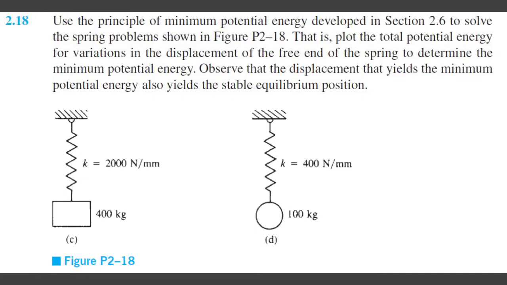So let's use the principle of minimum potential energy developed in section 2.6 for the spring problems. Plot the total potential energy for variations in the displacement of the free end of the spring to determine the minimum potential energy. And we have to observe that the displacement that yields the minimum potential energy also yields the stable equilibrium position. So let's go.